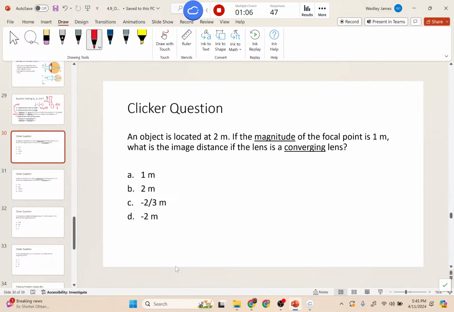And we'll end it with this one. So the equation, just in case you didn't have it down, 1 over DO plus 1 over DI equals 1 over F.